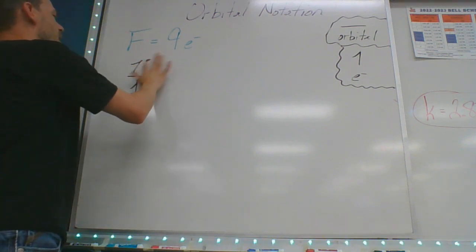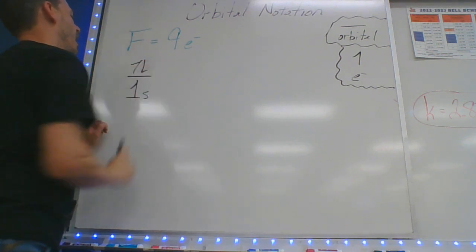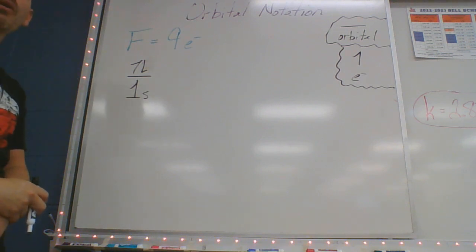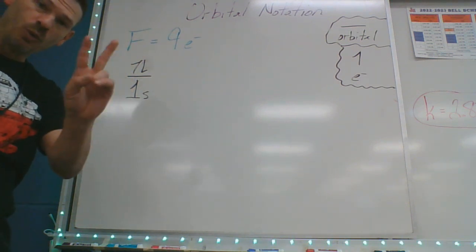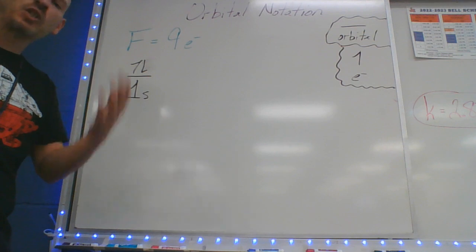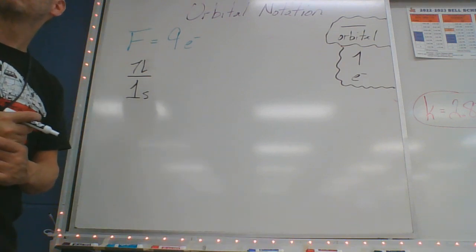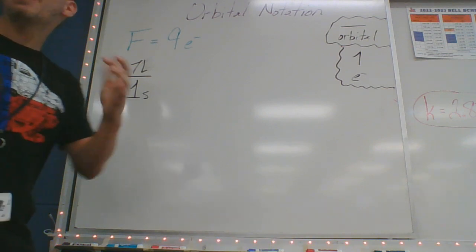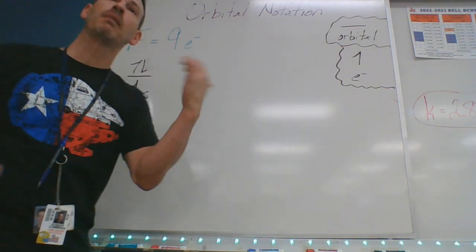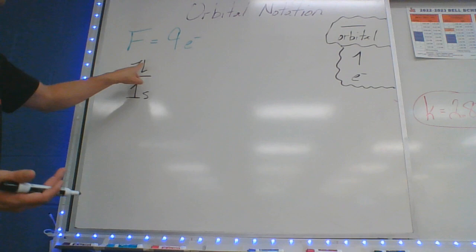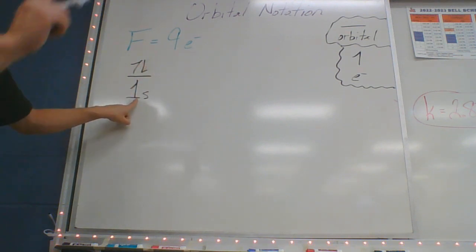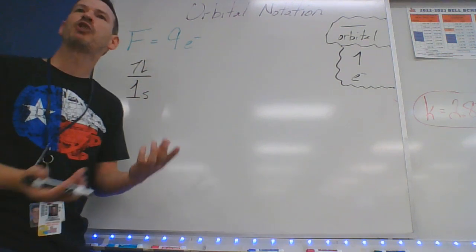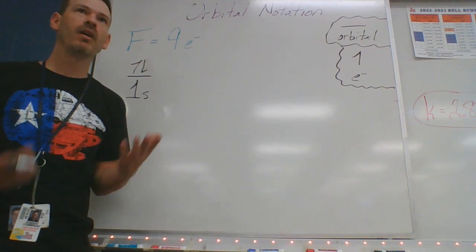All right, so I've got one arrow pointing up. I've got one arrow pointing down, which is representing the two electrons that are there spinning in opposite directions. Cool, right? And now I've identified some of the stuff about these two electrons. These two electrons have an energy of one and are living in a cloud shape, in sublevel of S.